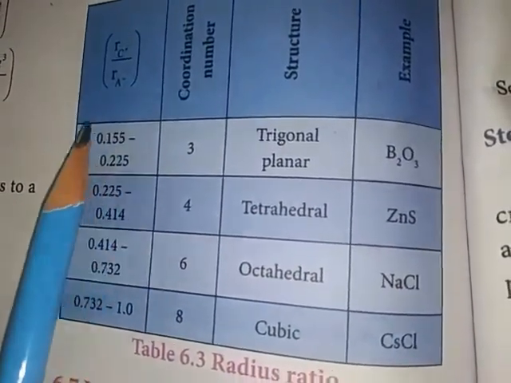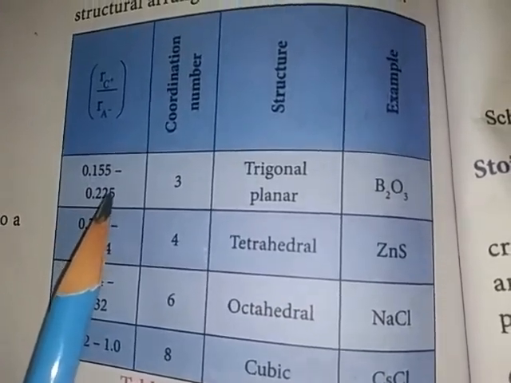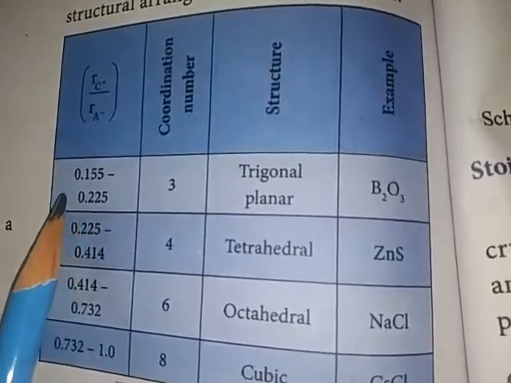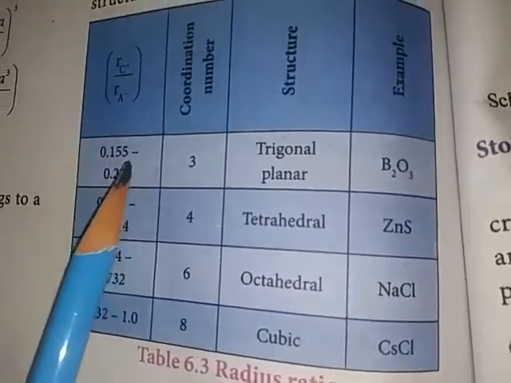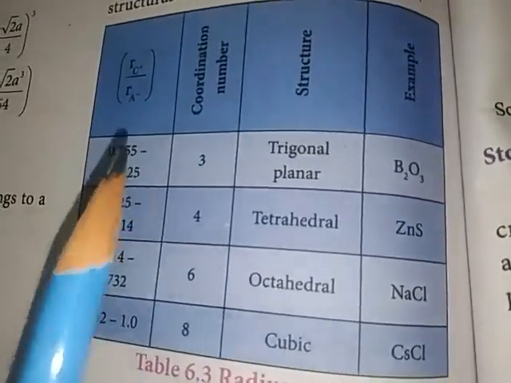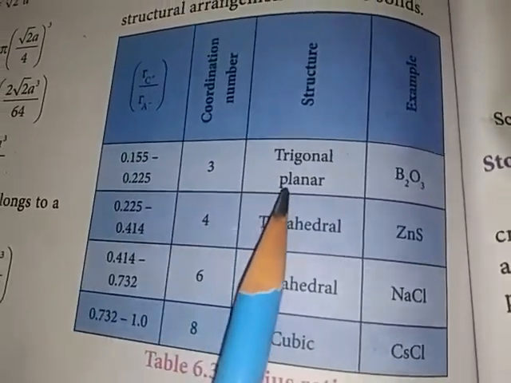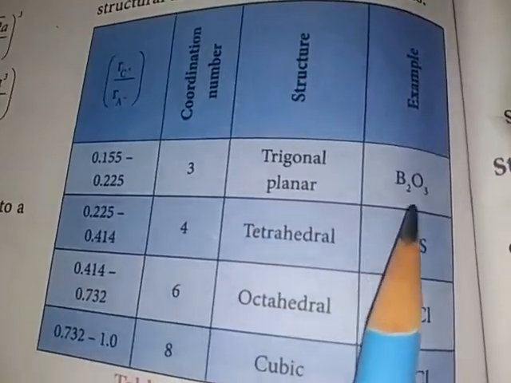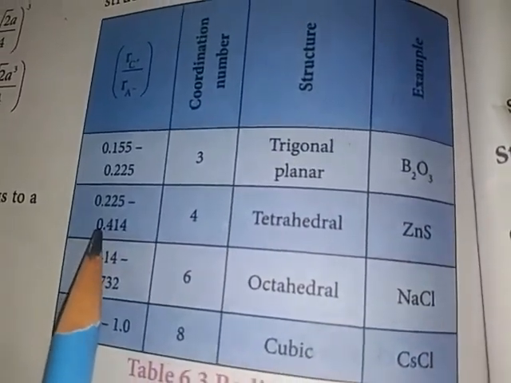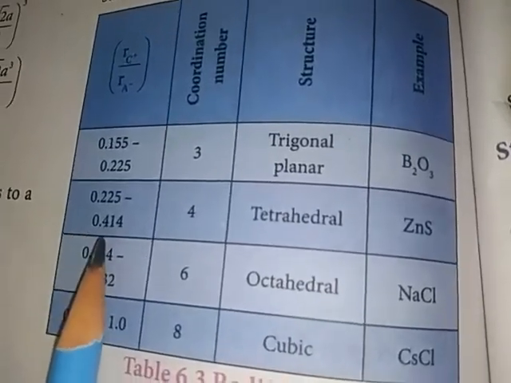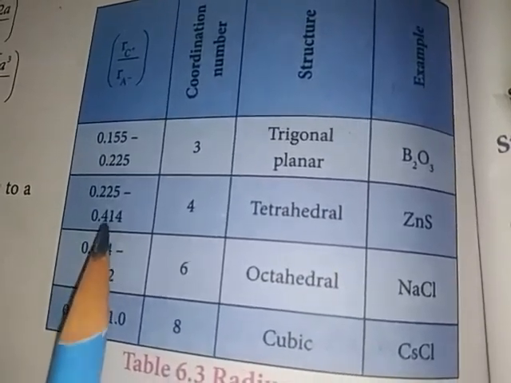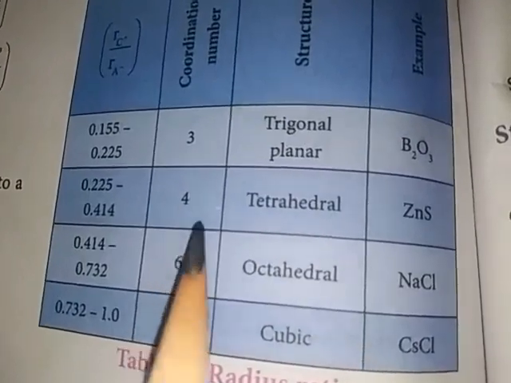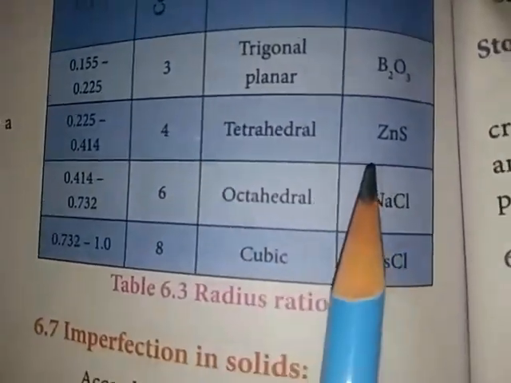If the ratio of the radius is between 0.155 and 0.225, the coordination number will be 3 and the structure is trigonal planar, and one example is B2O3. If the radius ratio is 0.225 to 0.414, the coordination number will be 4 and the structure is tetrahedral, an example is zinc sulfide.